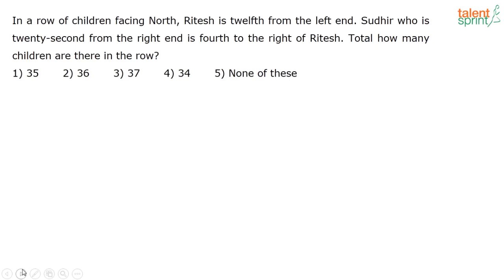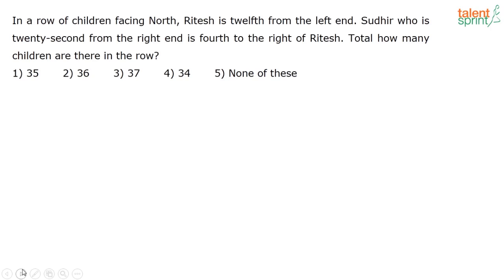So this is the first question for today's session from ranking. In a row of children facing north, Ritesh is 12th from the left end. Sudhir, who is 22nd from the right end, is 4th to the right of Ritesh. Totally how many children are there in the row? So let's start. So come on, give me the answer guys. What is the answer for this question?